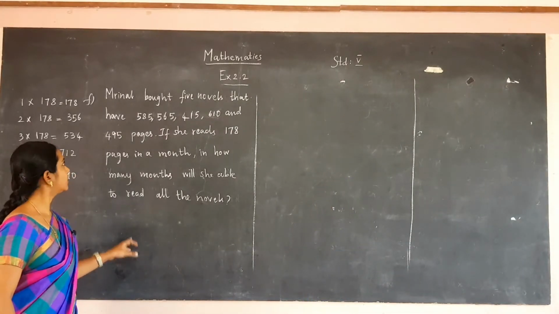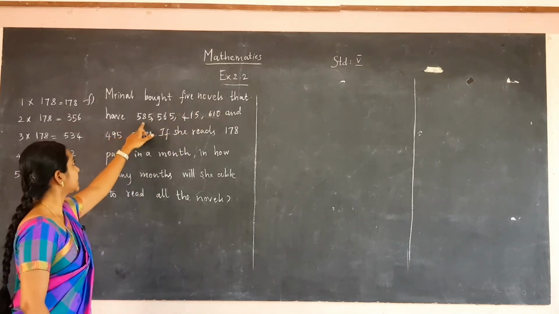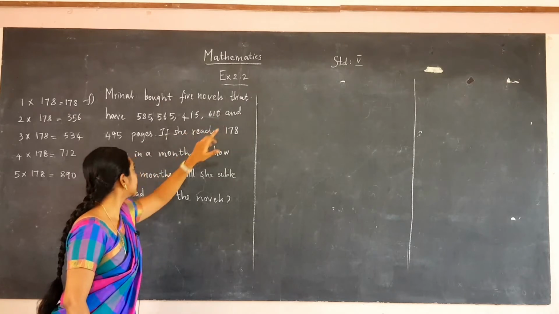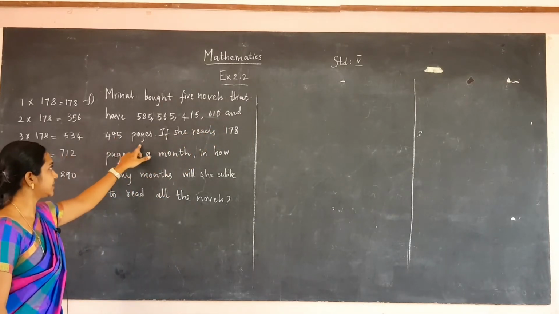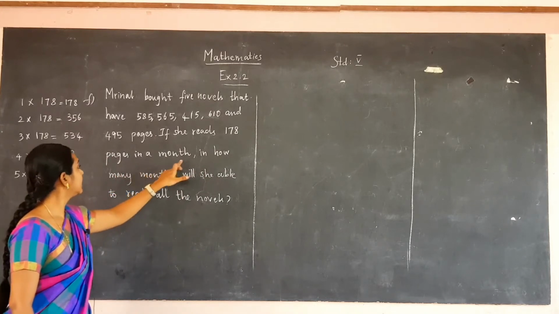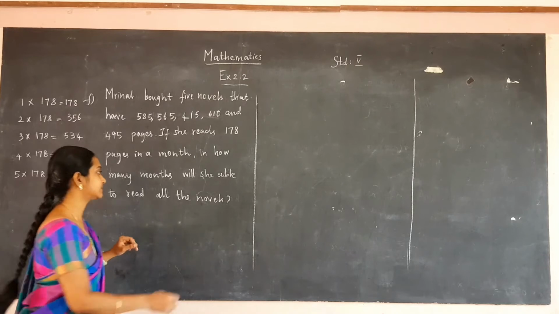The next word problem is Brinell bought 5 novels that have 585, 565, 415, 610 and 495 pages. If she reads 178 pages in a month, in how many months will she be able to read all the novels?